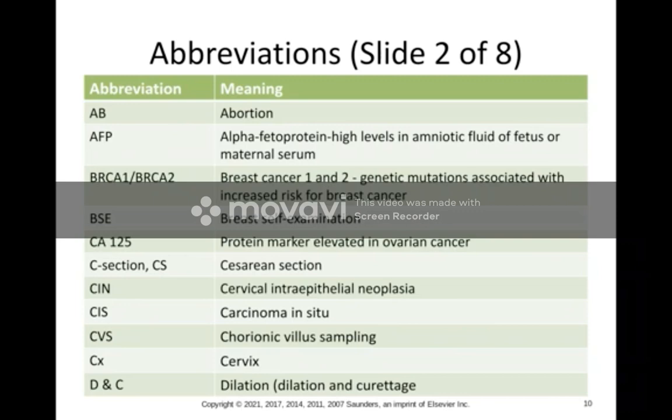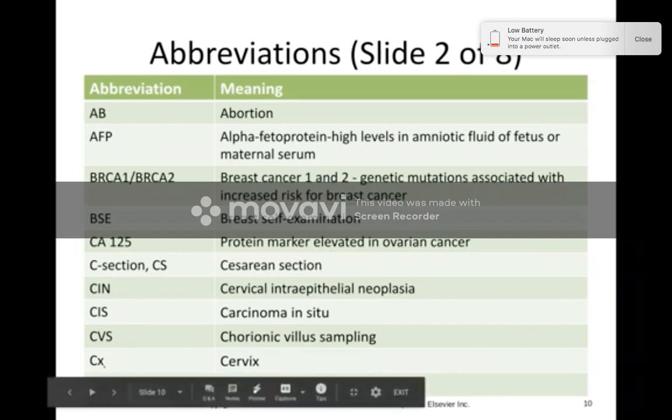CA125 is a protein marker that's elevated in ovarian cancer. C-section or CS is cesarean section. CIN, cervical intraepithelial neoplasia. CIS, carcinoma in situ. Chorionic villus sampling, that's CVS. CX stands for cervix. Make sure it's a capital C and a lowercase x.